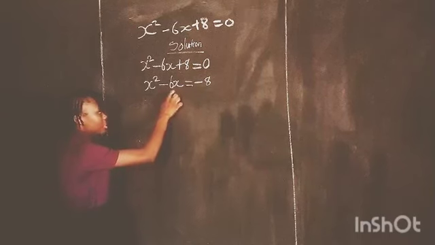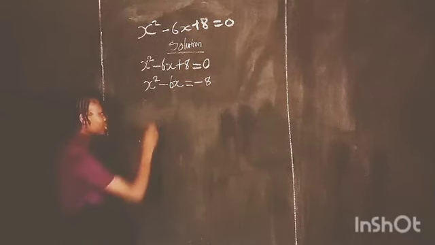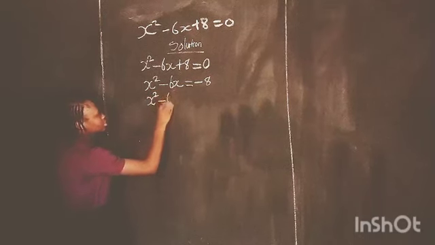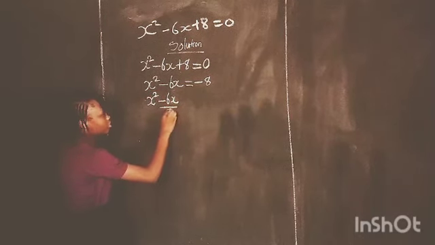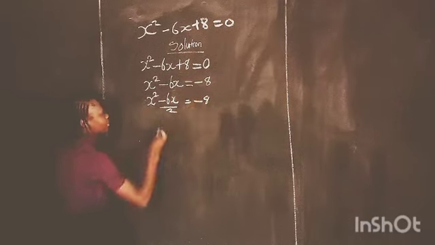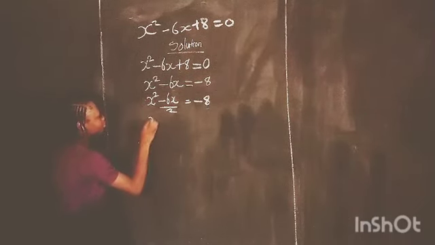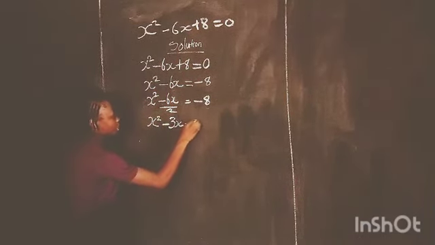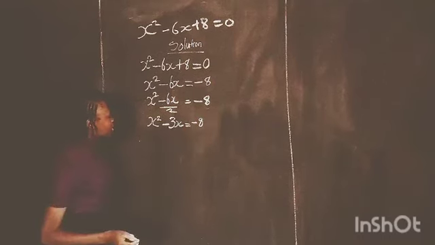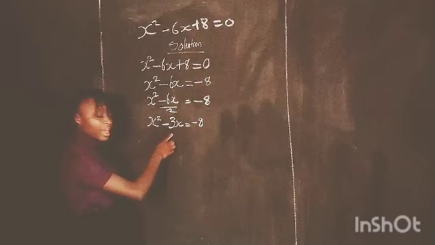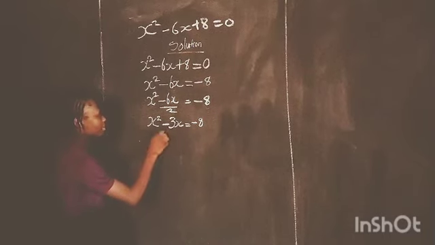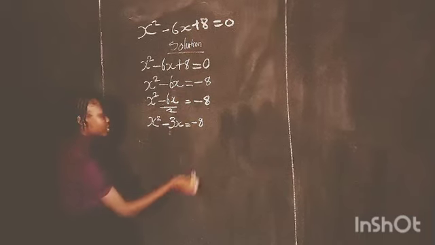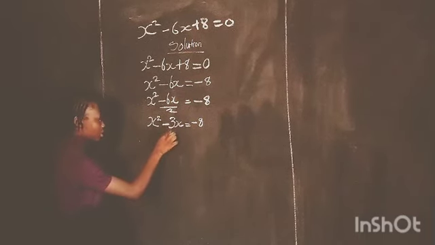Alright, since this is an even number, minus 6, we're going to divide by 2. Minus 6x divided by 2 gives me minus 3x equal to minus 8. Okay? So the coefficient of x here is minus 3. The next step is to square the coefficient and add to both sides. That is, you add to the left hand side and also you add to the right hand side. The coefficient is minus 3, not 3.